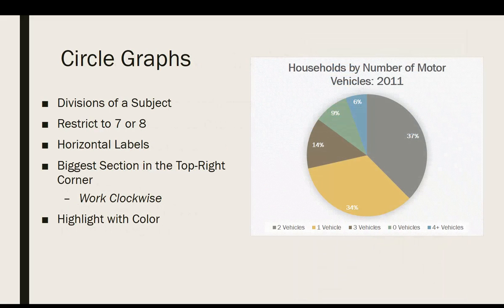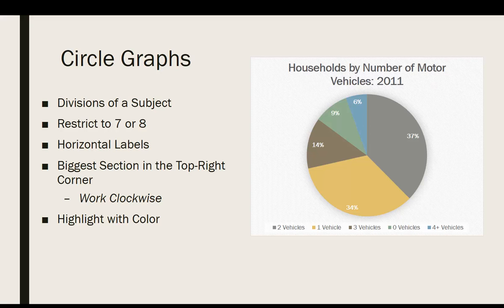Circle graphs are one that most of you may consider using, especially if you're giving a survey that has like 3 options, because then you can represent what percentage of your participants answered what question in what way. So circle graphs are divisions of a subject. Generally, if you're representing 100%, you're breaking it down into individual percentages. It doesn't really work if you don't have that 100% and pieces of the 100%.